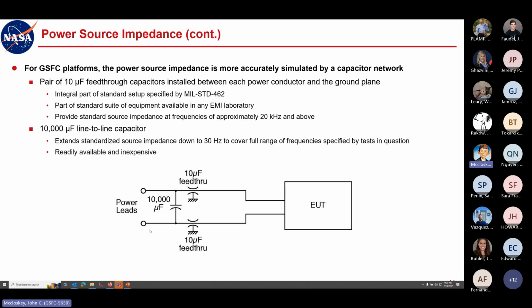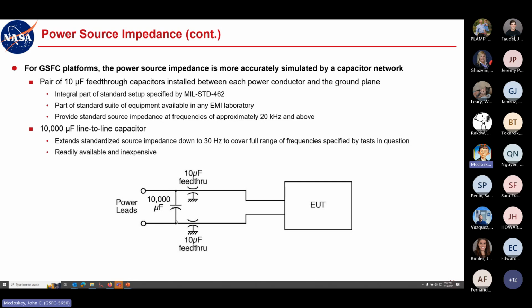And basically what it's doing is that it's acting like a battery. It's giving you a very low impedance as a battery will. And these 10,000 microfarad capacitors are readily available and inexpensive. I've bought 3 or 4 of them over the years for I think $100 tops. So any EMI lab will already have these, the feed-through capacitors, and the larger capacitor.